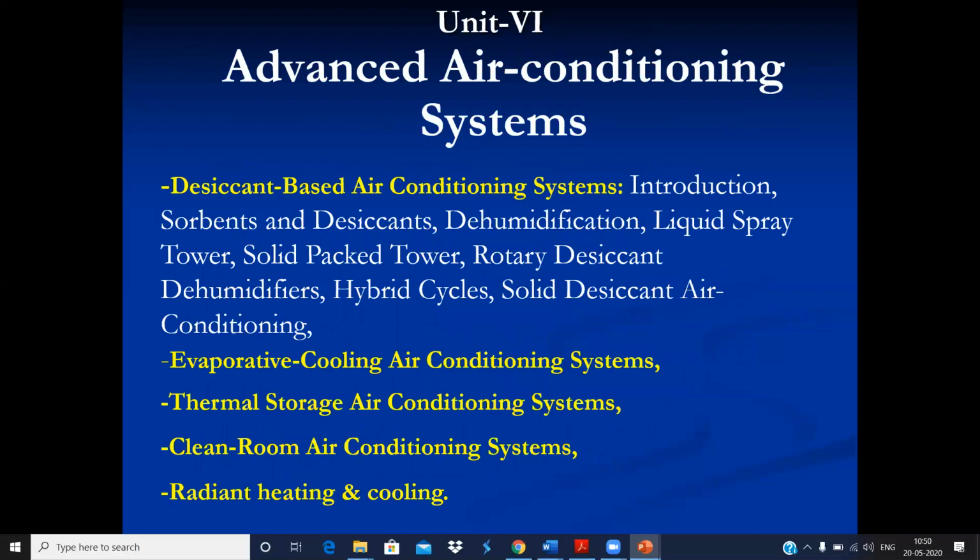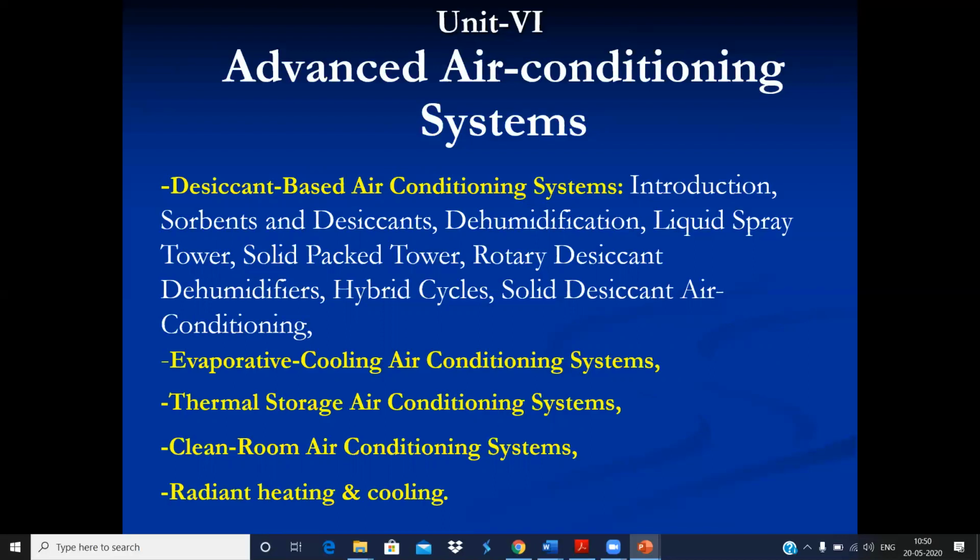Then unit number 6, we will mainly discuss the advanced air conditioning systems. There are 5 advanced air conditioning systems we are going to discuss, like desiccant-based air conditioning systems and evaporative cooling air conditioning systems. We have already learned the desert cooler, that is direct evaporative cooling. In this case, we'll discuss a combination of direct and indirect evaporative cooling air conditioning systems, one configuration. Then thermal storage air conditioning systems, clean room air conditioning systems, and radiant heating and cooling.